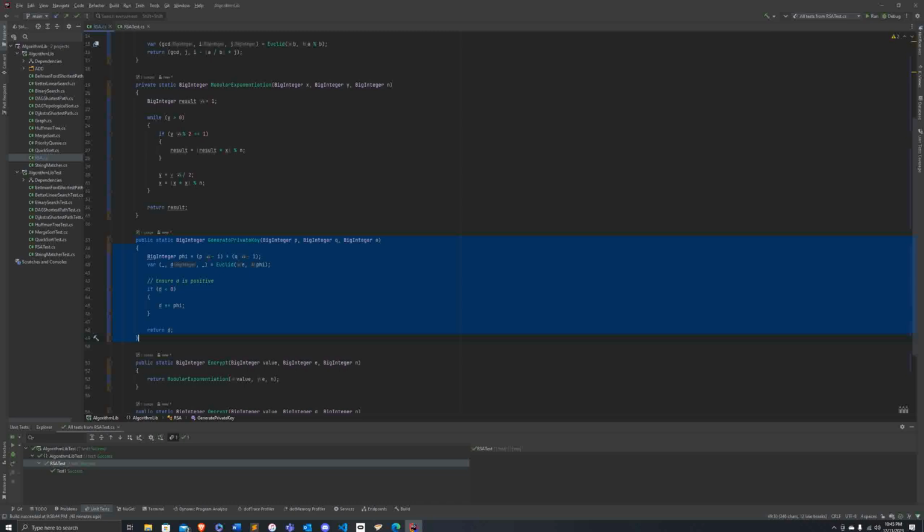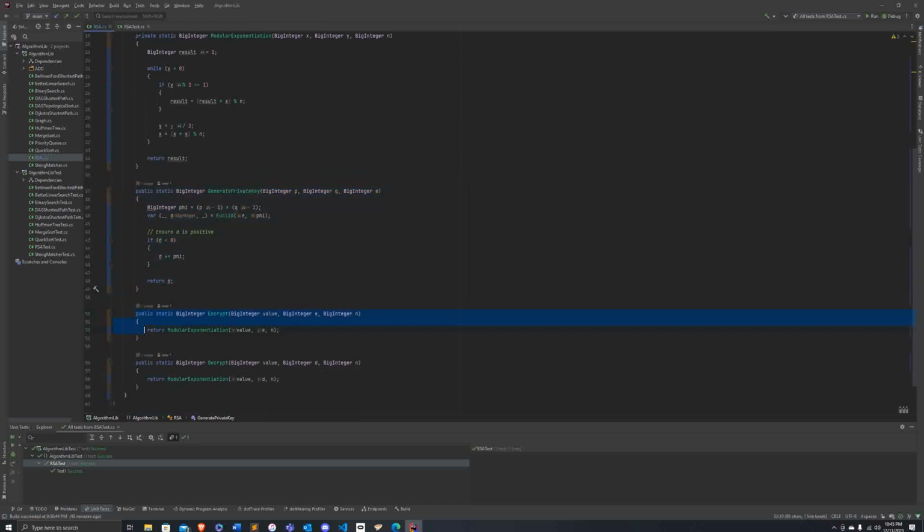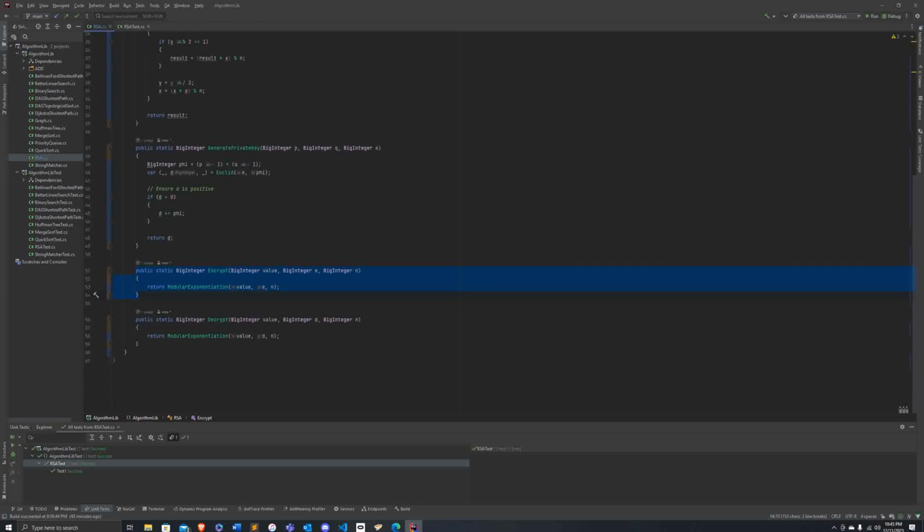Now let's examine the encryption process within the Encrypt method here. This function utilizes modular exponentiation to encrypt a given plaintext value, which in this case is called value, using the public exponent e and modulus n. Lastly, we have the Decrypt method, responsible for decrypting a given ciphertext called value. It also uses modular exponentiation, this time with the private exponent d and modulus n. Together, this code allows you to take plain text, encrypt it using the RSA algorithm, and also decrypt it using the RSA algorithm.